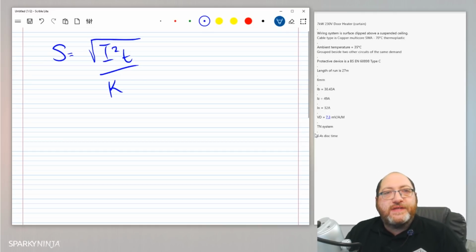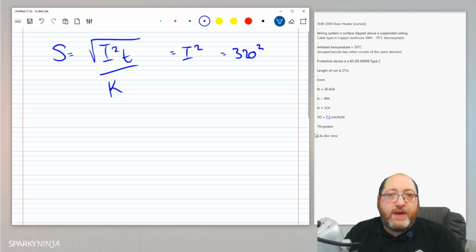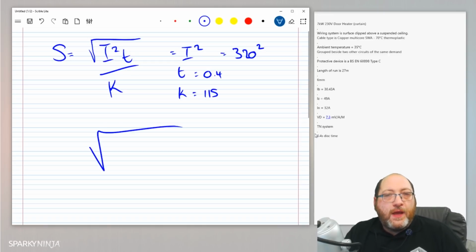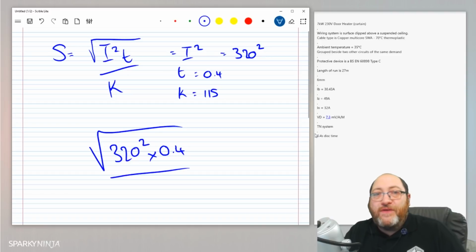So in this example, I is again the fault current. So that's going to be 320 squared. Same amount of current. T is the disconnection time over here. So T is equal to 0.4. That's how long that current is there for. K is the same. It's 115. So we'll go into the formula. And again, in your exam, you may just have to find the use of the formula. They probably won't ask you to get all the information, because you've only got 2 minutes for each question, technically, haven't you?